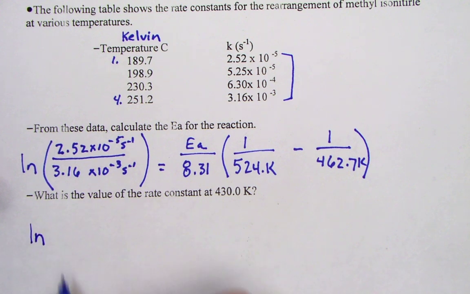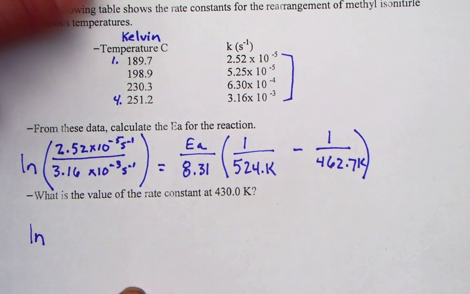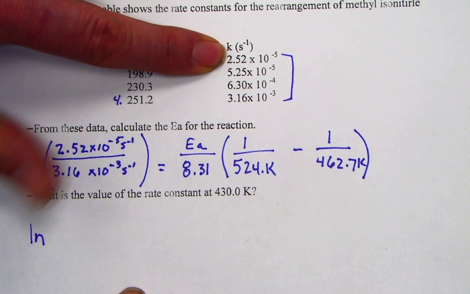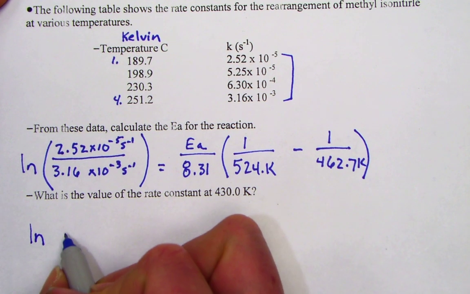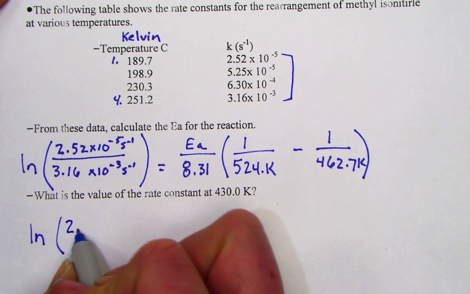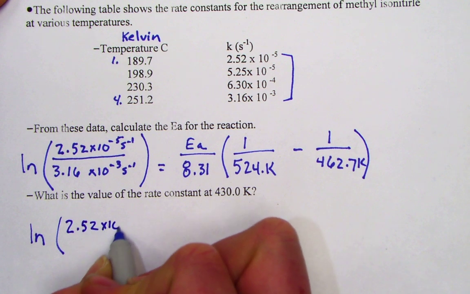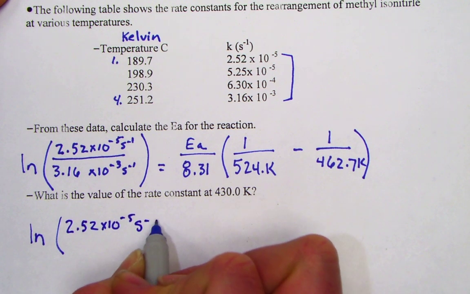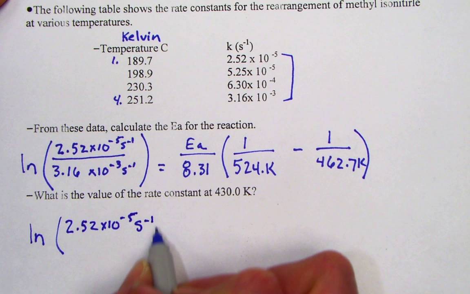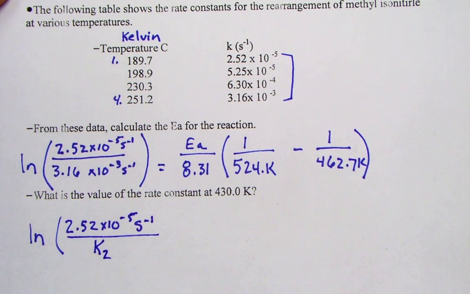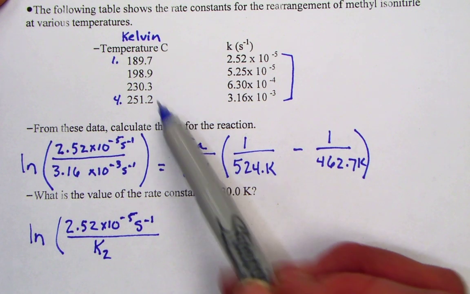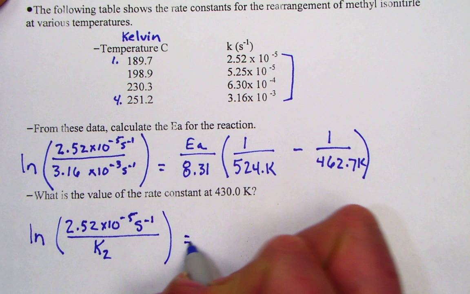The natural log of the rate constant K1 over K2. I'm going to keep the first value for K1 that we used up in the original problem from the first line, 2.52 times 10 to the negative fifth per second. K2 is what we're solving for to match that 430 Kelvin. 430 Kelvin is our target temperature.